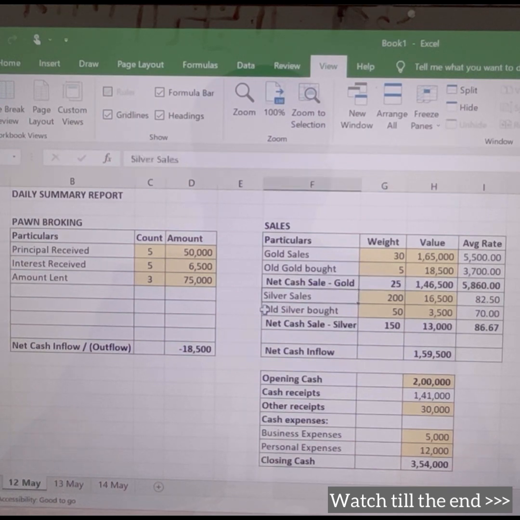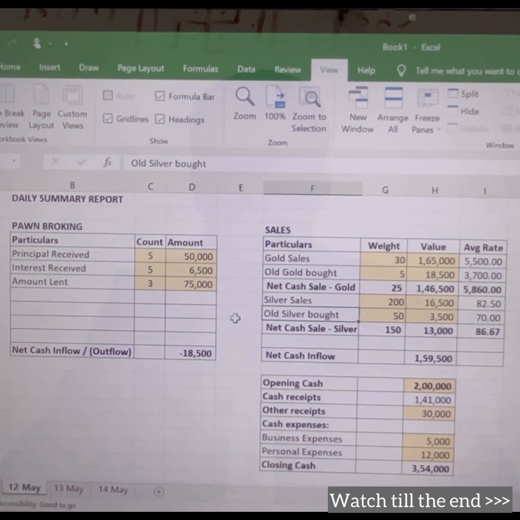Okay, the same way we'll do it for silver. What is the total silver weight and the value, against which we'll record the details of the old silver, the weight and the value. And finally we'll arrive at the net cash sale of silver. 150 grams of silver and 13,000 rupees is the net cash sale. And when you add both gold and silver, we have received a net cash inflow of rupees 1,59,500.